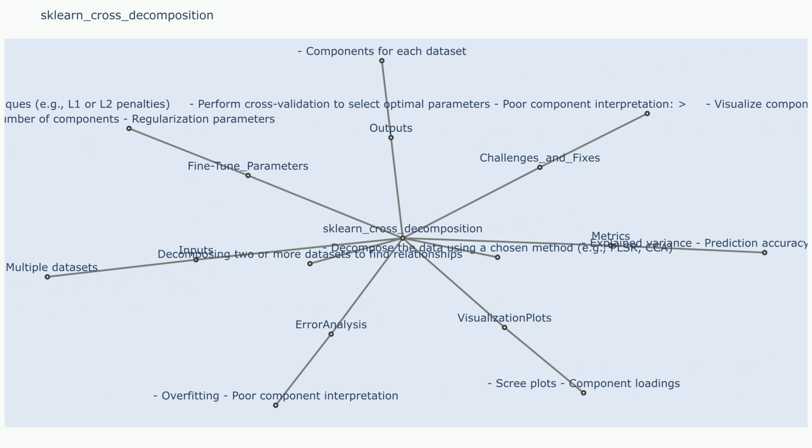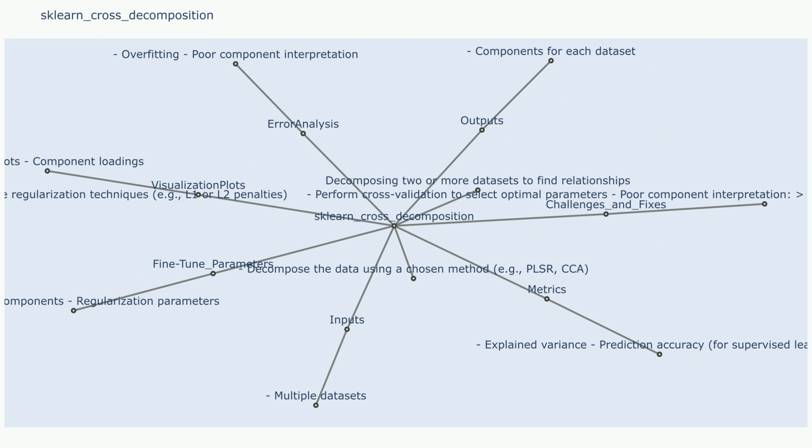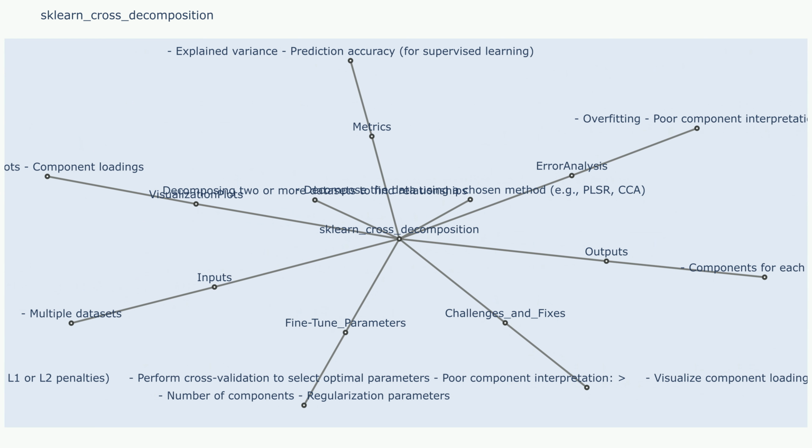Steps. Step 1, Decomposition. The algorithm analyzes the input datasets to find a set of common components. This is often achieved through techniques like singular value decomposition (SVD) or non-negative matrix factorization (NMF). Step 2, Projection. The original datasets are projected onto the extracted components, resulting in lower dimensional representations that highlight the shared information.